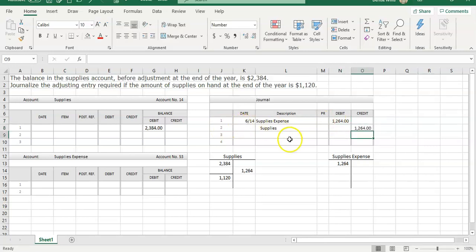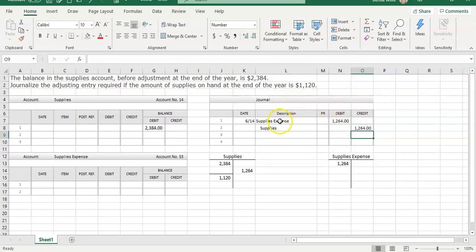Keep in mind the rules of double entry accounting. We have at least two accounts. The debits equal the credits. And just as a matter of proper form, we always put the debits before the credits. So here we have our journal entry. Now we need to post this information. Let's just say this is journal page 1, just for the sake of making it easy.